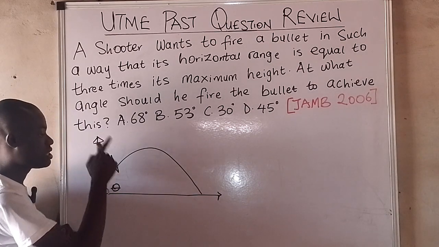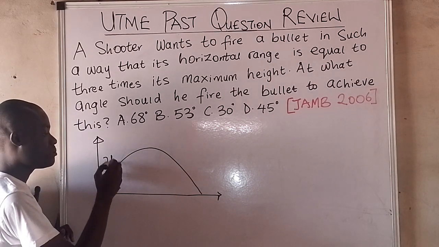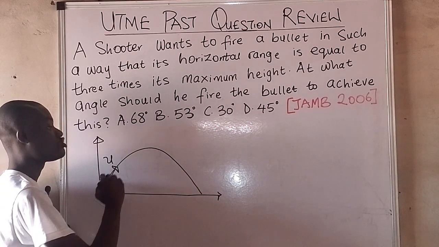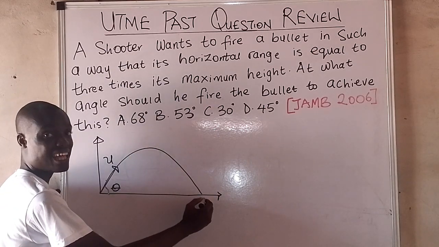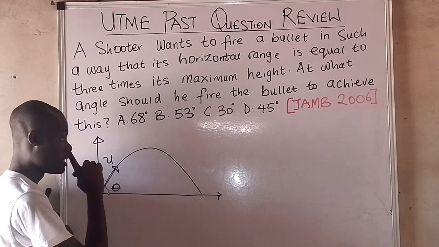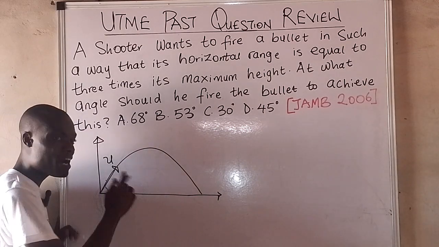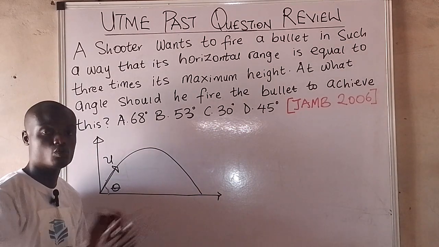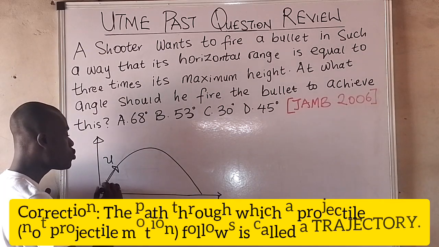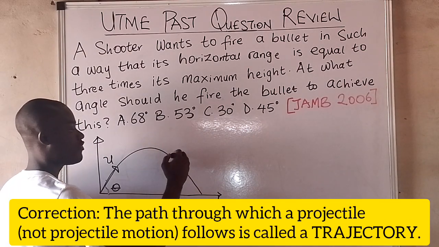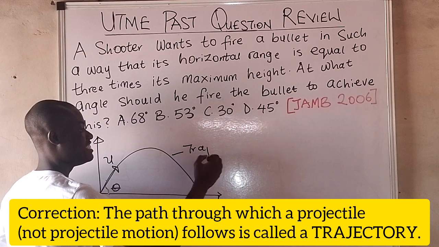So back to this illustration. We project a body, u. The body travels till it lands at the plane of projection. Now, 2 things you must note. The path, just like you have a bush path where you follow, the path through which a projectile motion follows is called a trajectory.